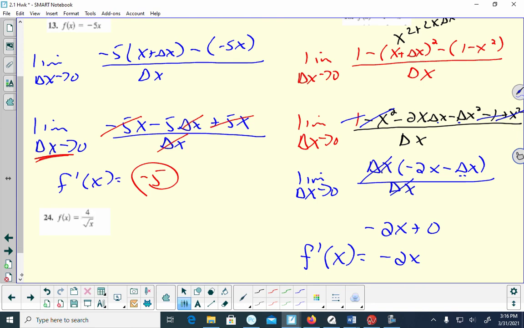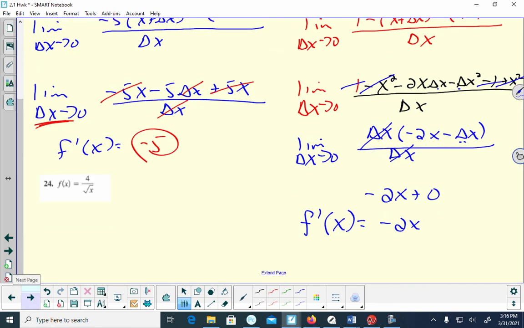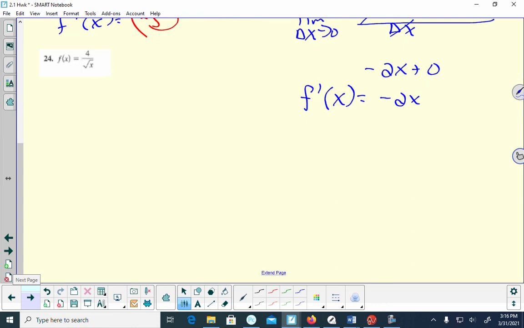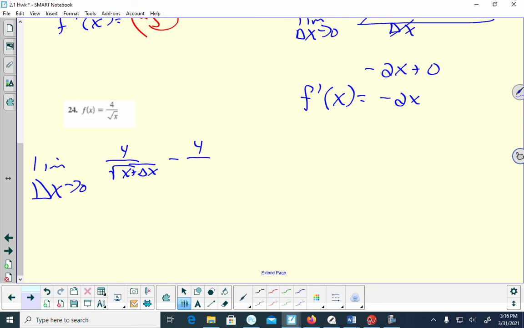Okay, number 24. We need room for 24. So I'm still doing the same thing. I'm taking the limit as delta x approaches 0 of 4 over the square root of x plus delta x minus 4 over the square root of x, and this is all over delta x. Well, this is one where I have those radicals, so I'm going to have to multiply by the conjugate. But before I do that, I think I want to put them over a common denominator.